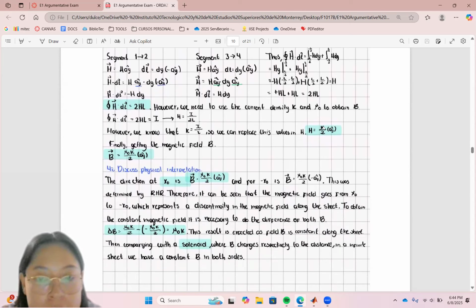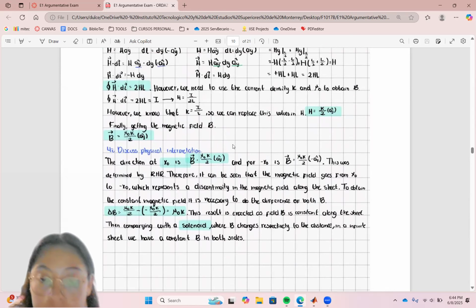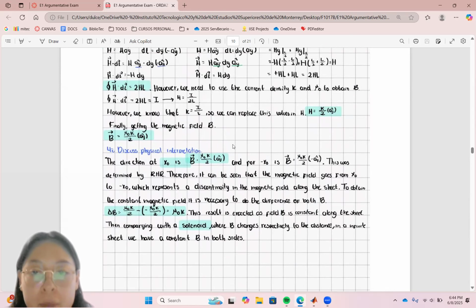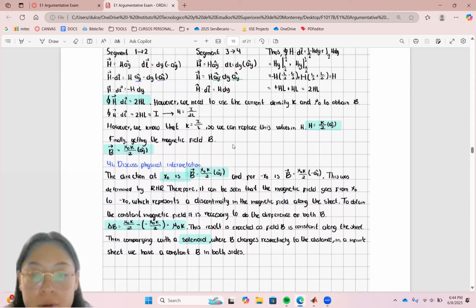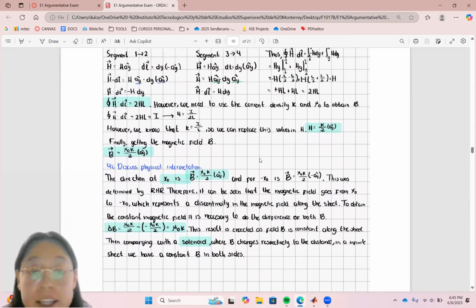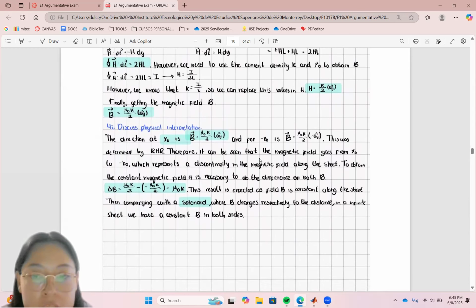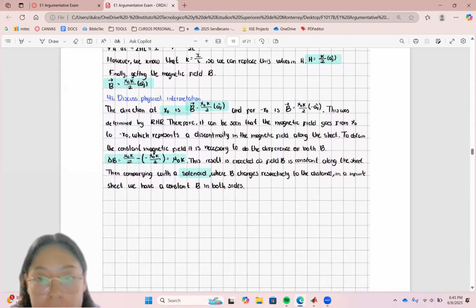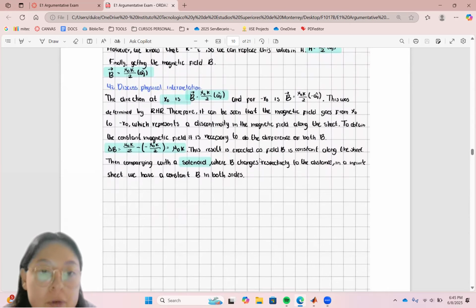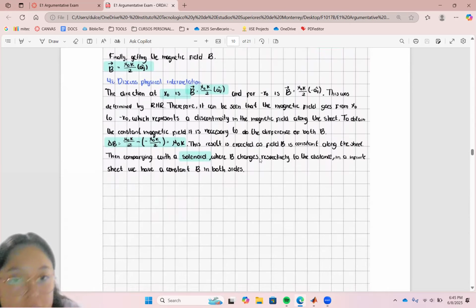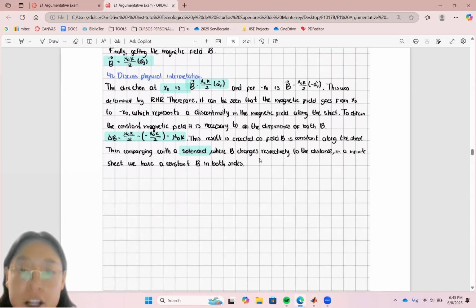The direction at x0 is in the direction of the unit vector y. And for minus x0, it's the same, but in the opposite direction. This was determined by the right-hand rule. Therefore, it can be seen that the magnetic field goes from x0 to minus x0, which represents a discontinuity in the magnetic field along the sheet.